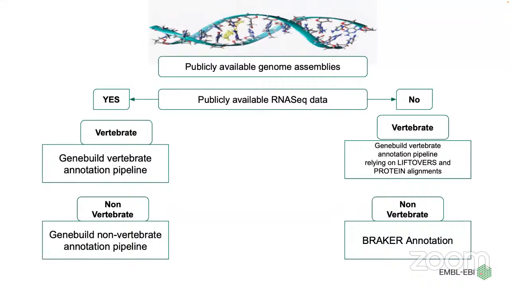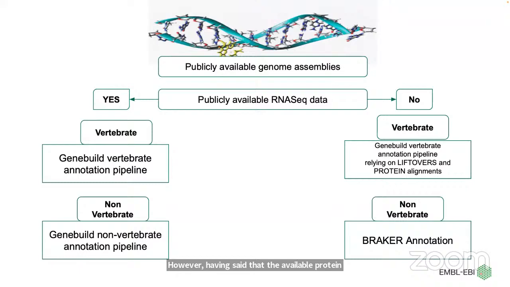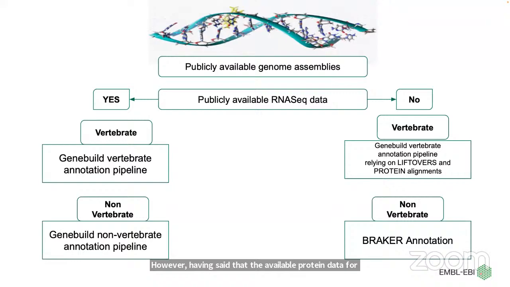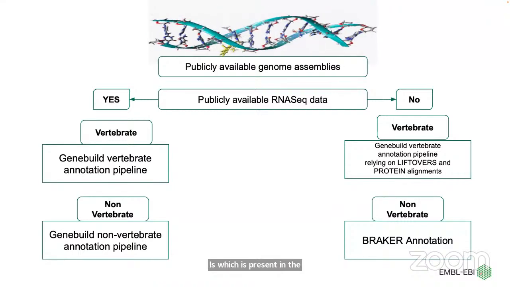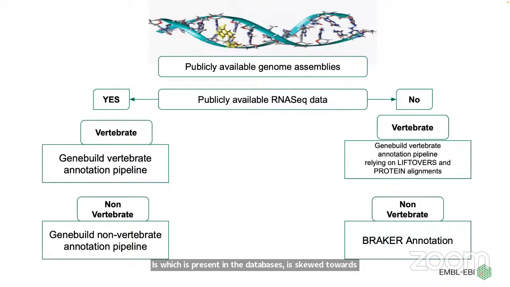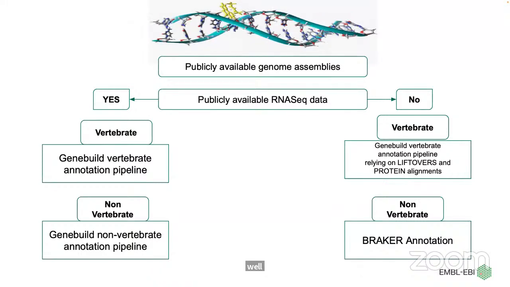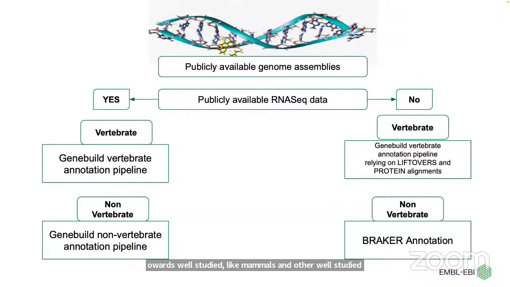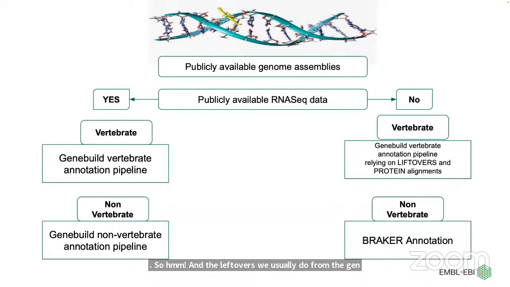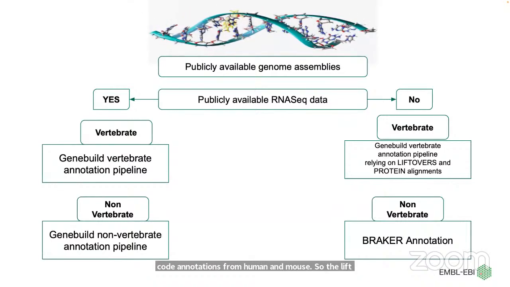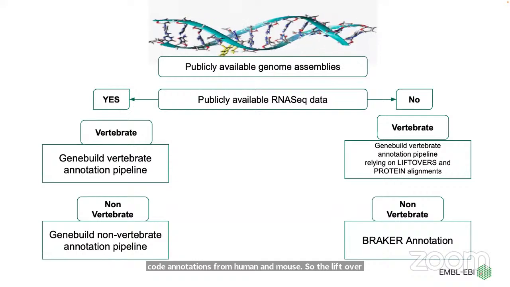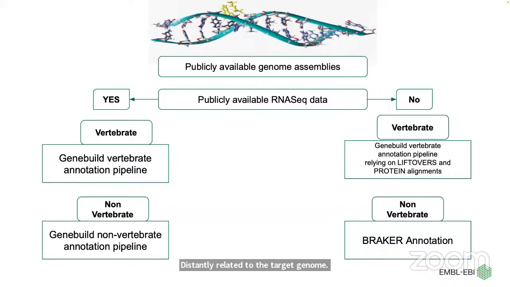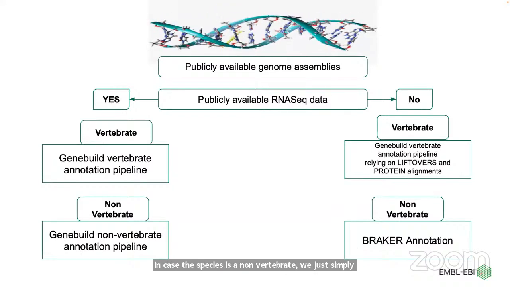However, having said that, the available protein data which is present in the databases is skewed towards well-studied clades like mammals. So the leftovers we usually do from the GenCode annotations from human and mouse. The leftovers and protein alignments may not be very useful for species which are distantly related to the target genome. In case the species is a non-vertebrate, we just simply provide a BRAKER annotation.